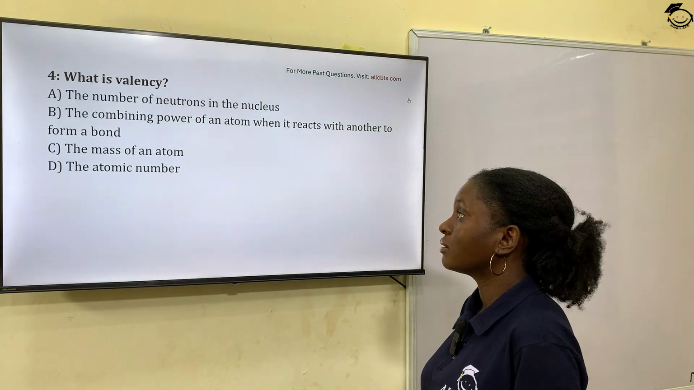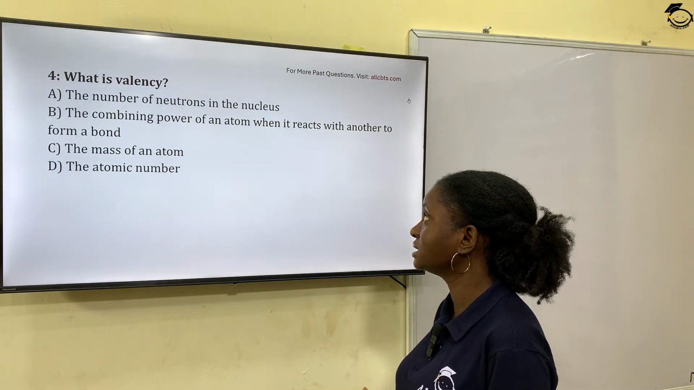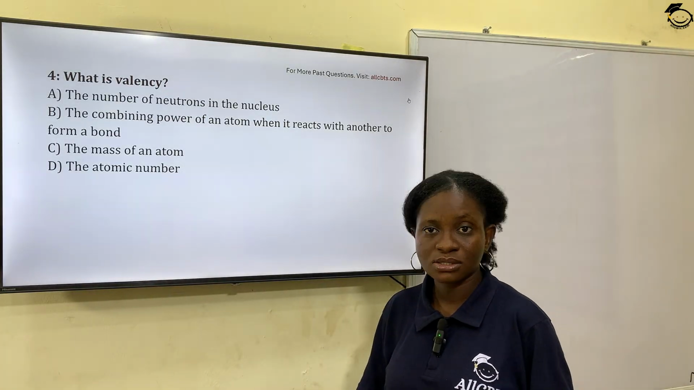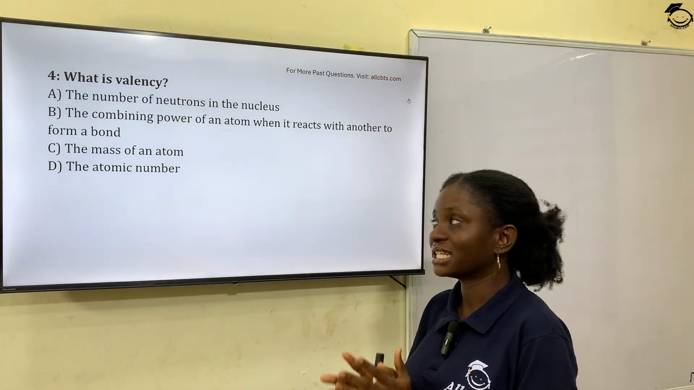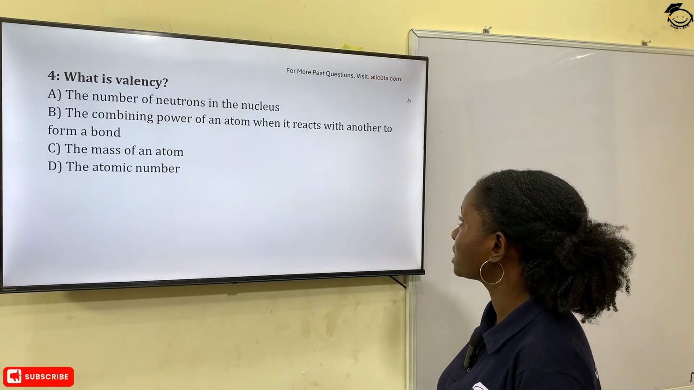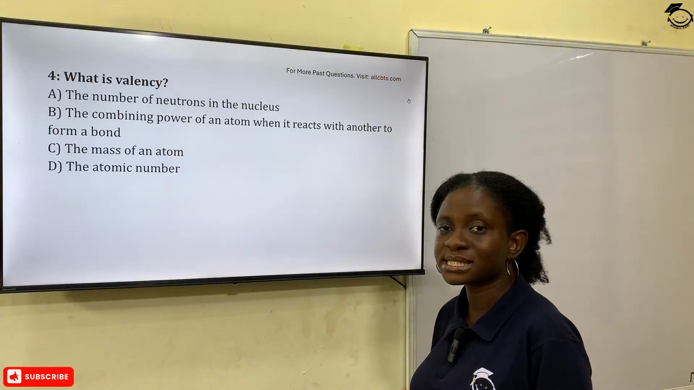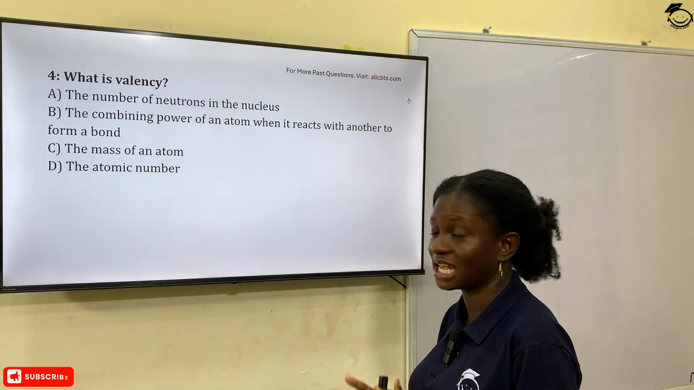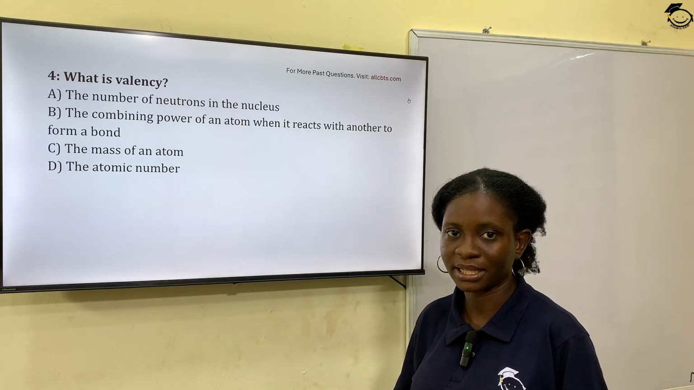bond. Option A, the number of neutrons in the nucleus. That's not correct. Option B, the combining power of an atom when it reacts with another to form a bond. Option C, the mass of an atom. Option D, the atomic number.